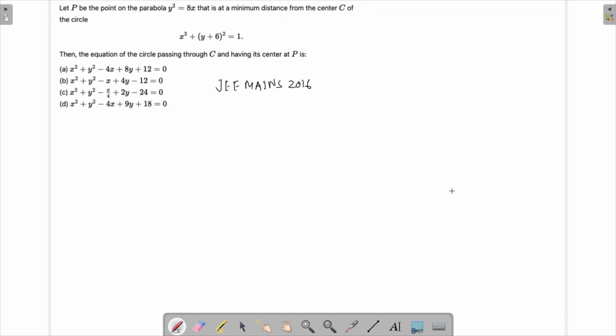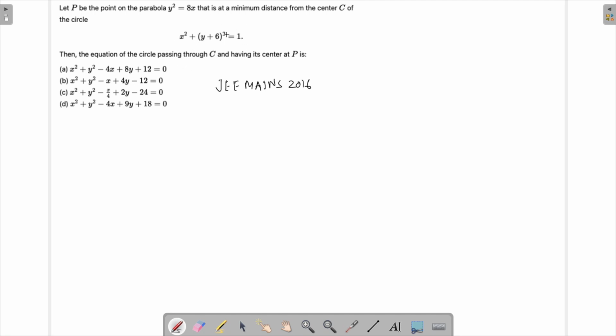All right, so we're trying to solve a problem which appeared in JEE Mains 2016. In this question, there is an equation of a parabola given, and then there is a point P on the parabola. This point P has to be such that it is at a minimum distance from the center of this circle.